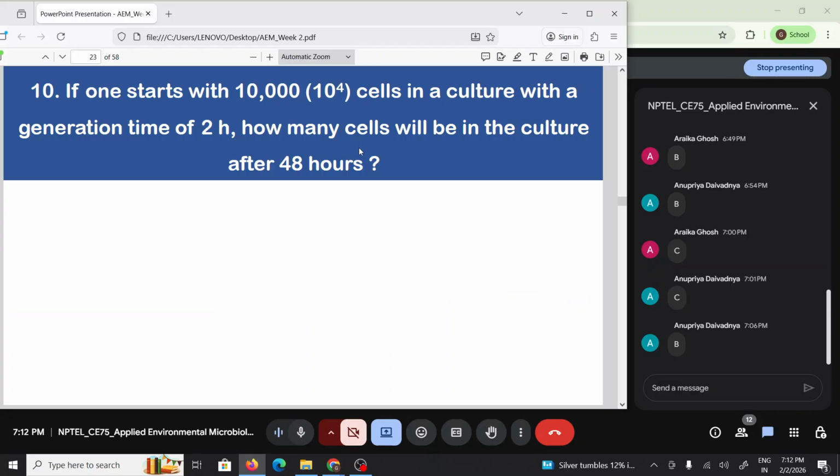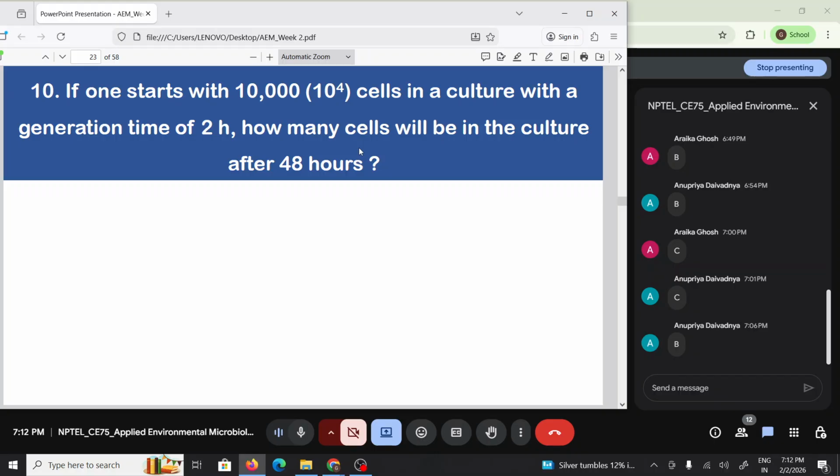So this is again based on microbial growth and the kinetics part only. This is just one numerical question to solve. I think I have one or two questions only in the entire presentation. So this is the first question. If one starts with 10 to the power 4 cells, the number of cells is 10 to the power 4 in a culture, and the generation time of that culture is going to be 2 hours. How many cells will be in the culture after 48 hours? I think it's a very simple question. You can just directly use the formula and get the answer for it. You can just post the answer in the chat box.